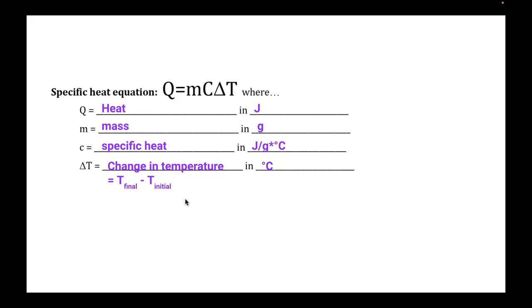Similar to the ideal gas law equation, if you ever forget what unit some of those numbers need to be in, we can look at the units for specific heat and see, oh, heat is going to be in joules, mass is going to be in grams, and degrees Celsius is temperature. Use this to help you out.